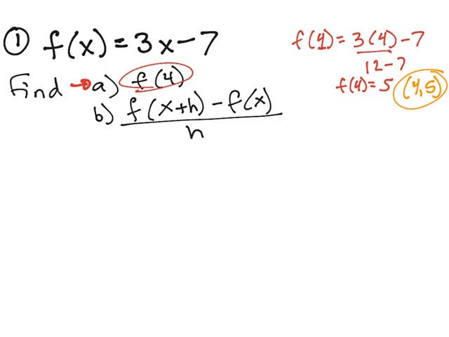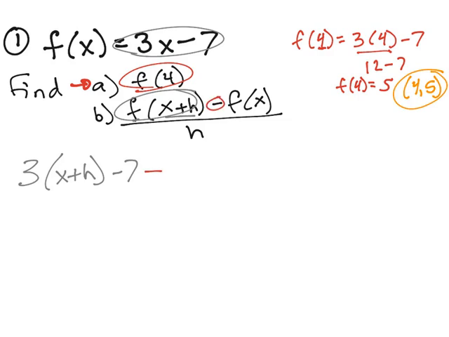Now, the difference quotient means, first off, I take the function and I plug in x plus h for x. So I will take my function, 3 times (x plus h) minus 7. That's this first part. Then I subtract the function, just f of x. So I'm subtracting (3x minus 7). I highly recommend you put that second function in parentheses, and we're going to divide this whole thing by h.